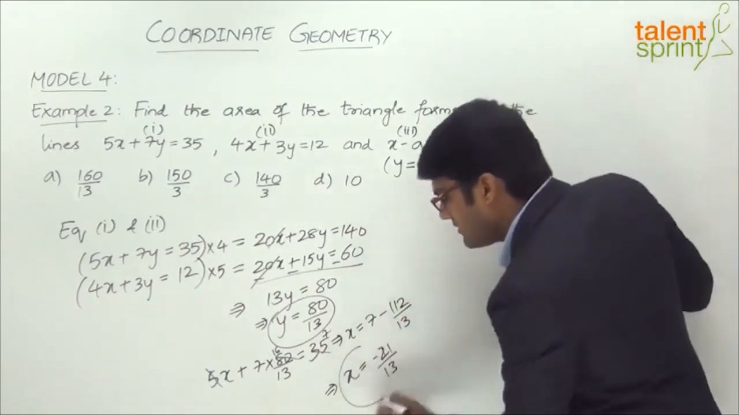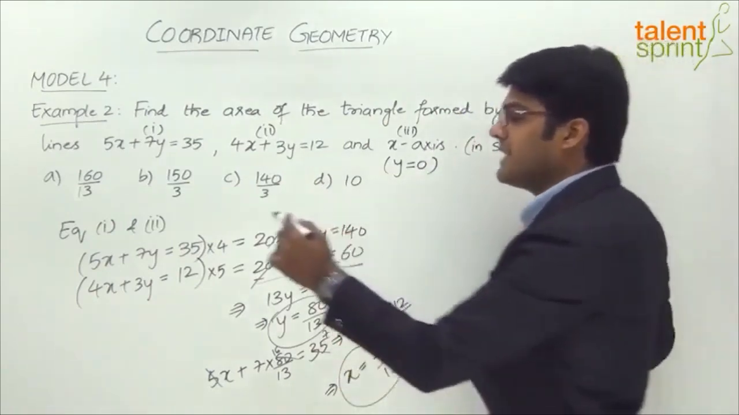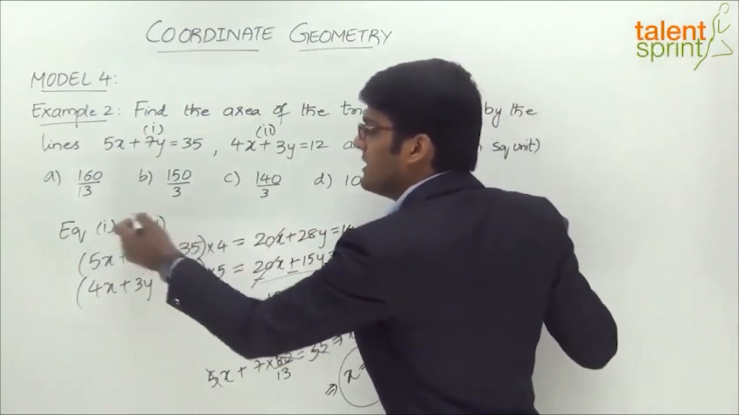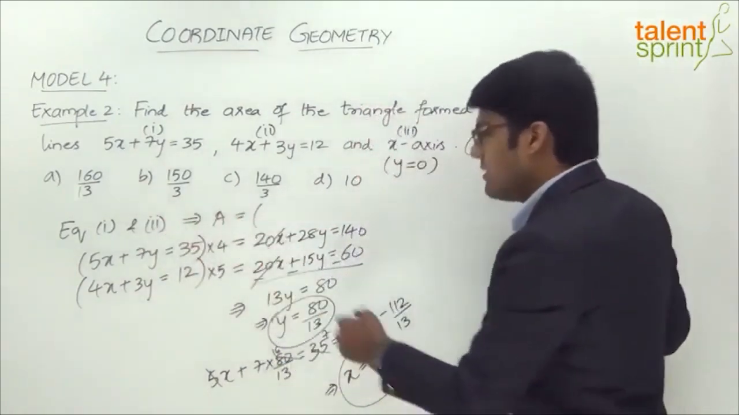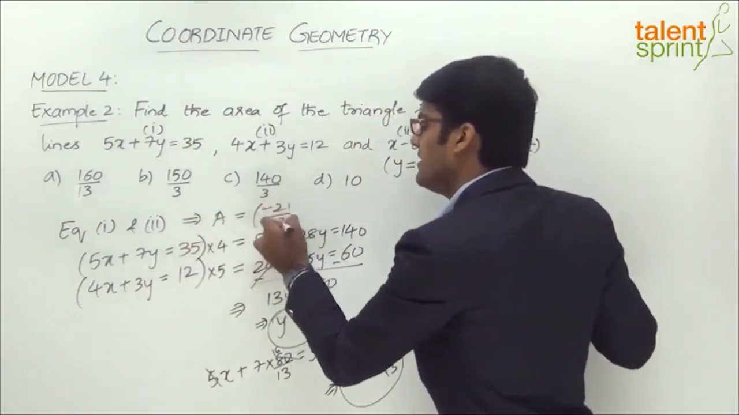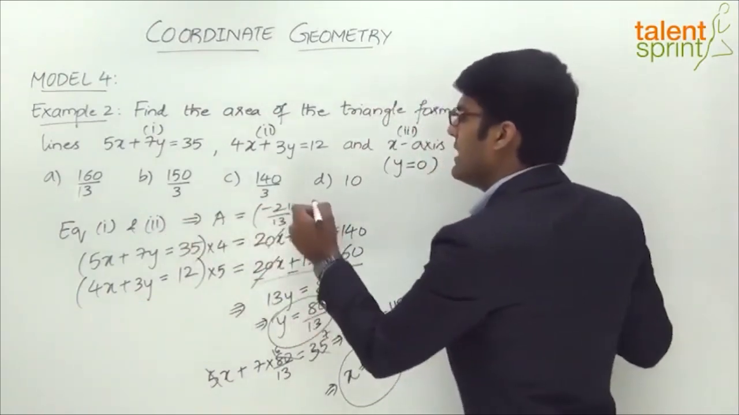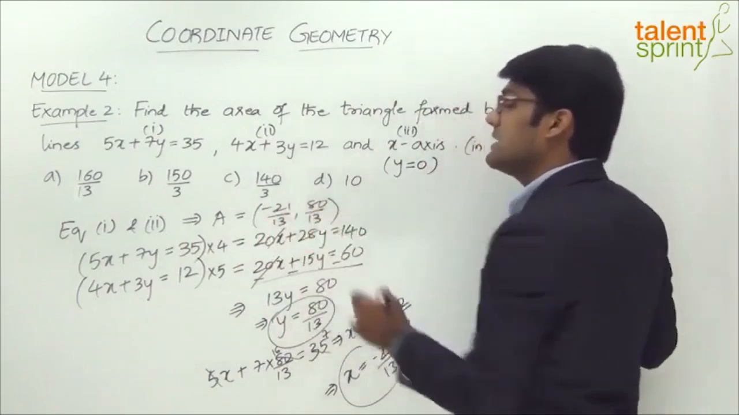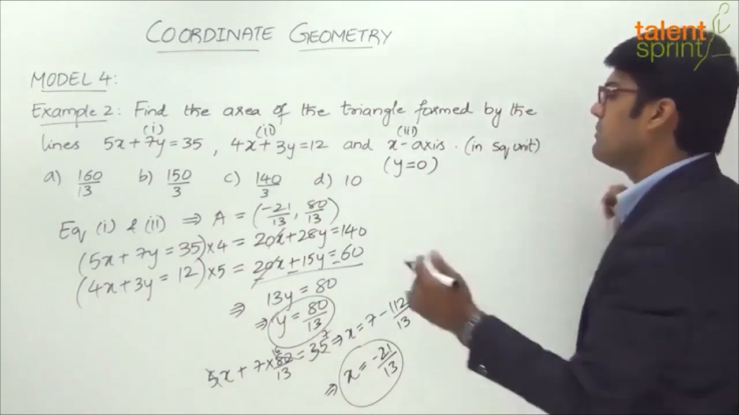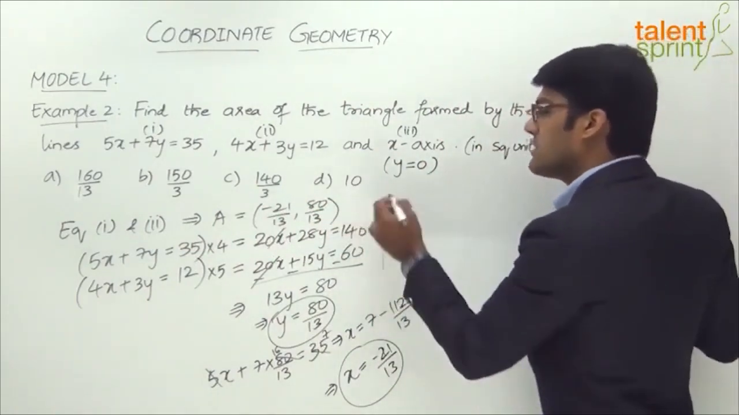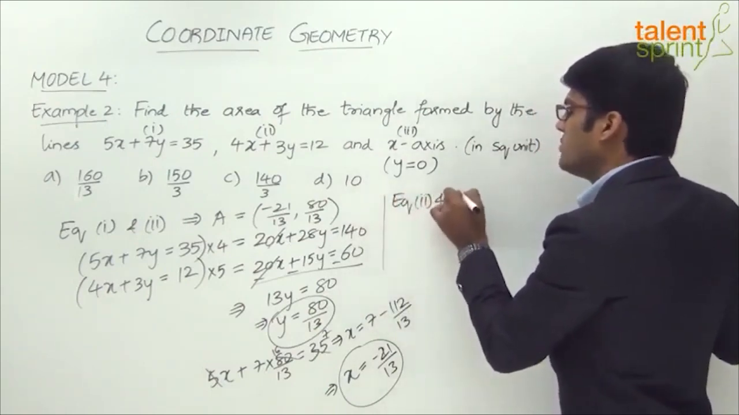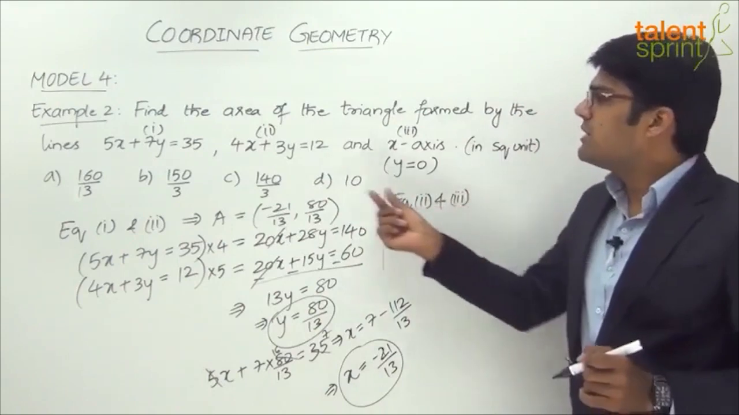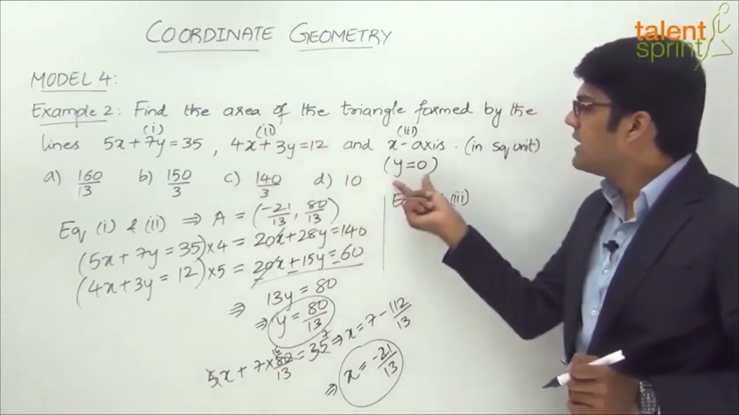So with this we have got both the x and y coordinates. So by solving equations 1 and 2, we have got the first vertex, let's say A, which is minus 21 by 13 for the x coordinate and 80 by 13 for the y coordinate. Let us now solve the other equations, equations 2 and 3. What is equation 2 here? 4x plus 3y equals 12. Equation 3, y equals 0.